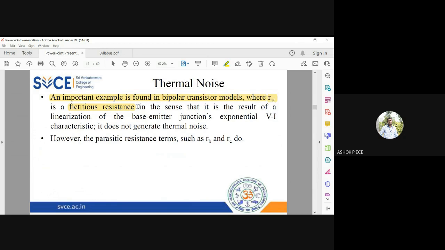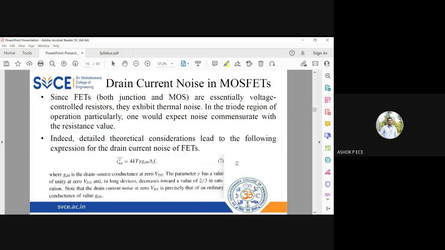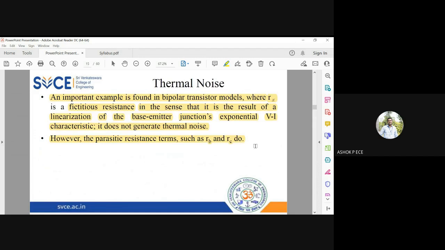So we have told that all resistance will generate thermal noise, right? This is an exception. R pi is a resistance which is fictitious in nature, which is present in the equivalent circuit, but it is not present inside the transistor, so it will not generate thermal noise. But other resistances like RB, which is present on the base side, RC, which is present on the collector side, all these resistances will generate thermal noise.